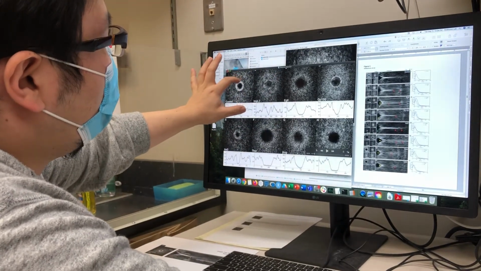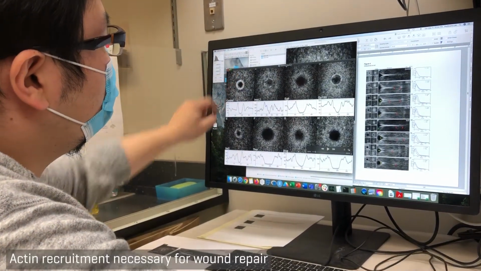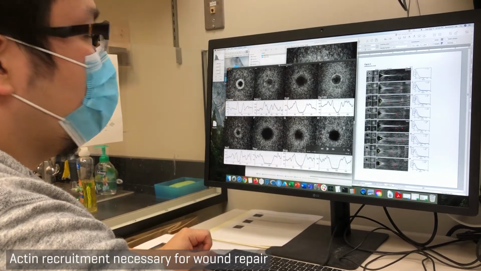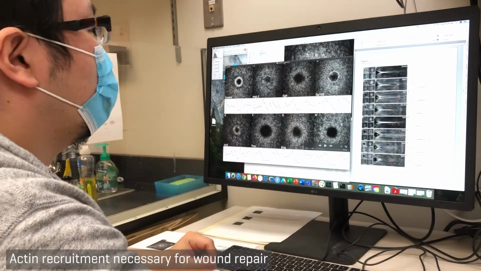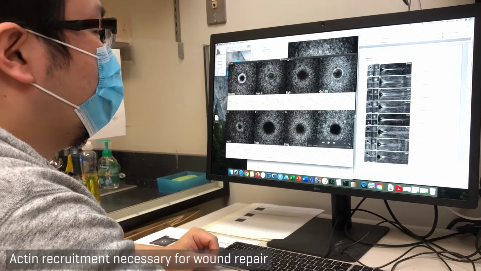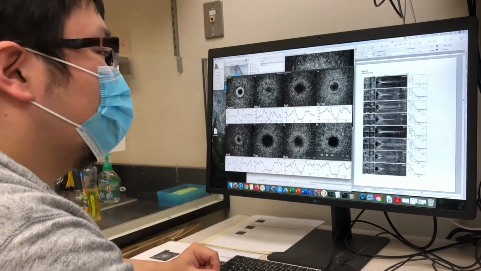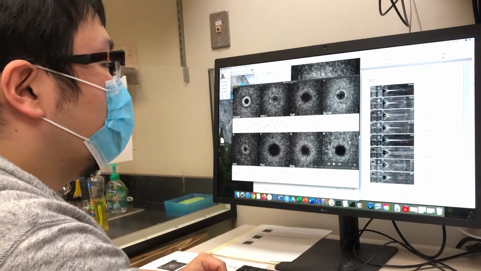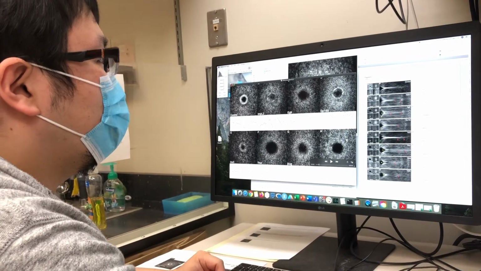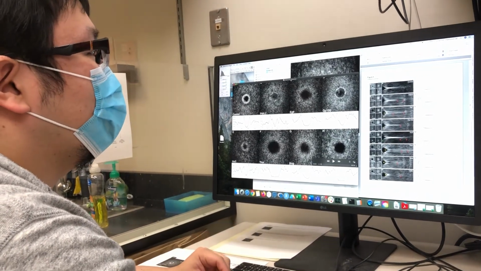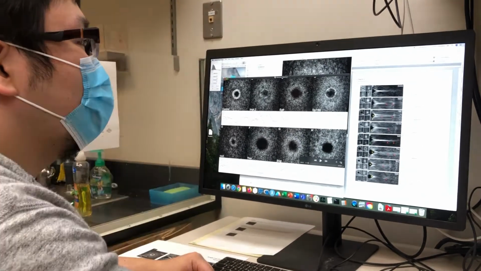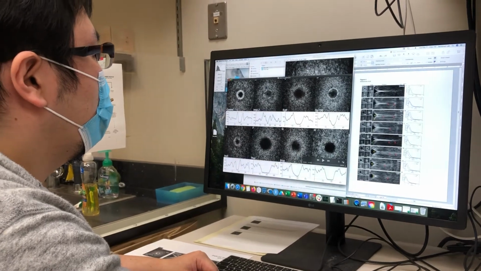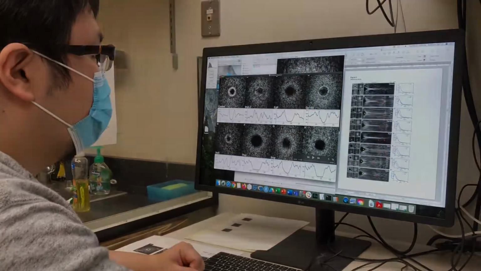Generally, actin has to be recruited around the wound and then start assembling and make a ring formation. But these mutants fail at the assembly or the recruitment of actin to the wound. So that's why they cannot form the really robust ring. Some of the mutants still can try to form the ring, but it's not as robust compared to the wild type embryo.